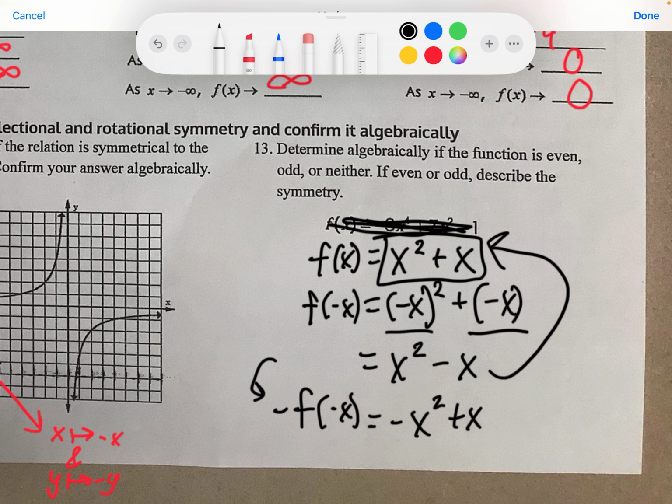It's neither the exact opposite when it gets changed for negative x, nor is it the exact same as it was before. So it's not even and it's not odd. Here is where you can tell it's not even, and when you take the negative of it and see it's not the same either, that's when you can tell it's not odd. So it would be neither, and there's no symmetry for it. All right.